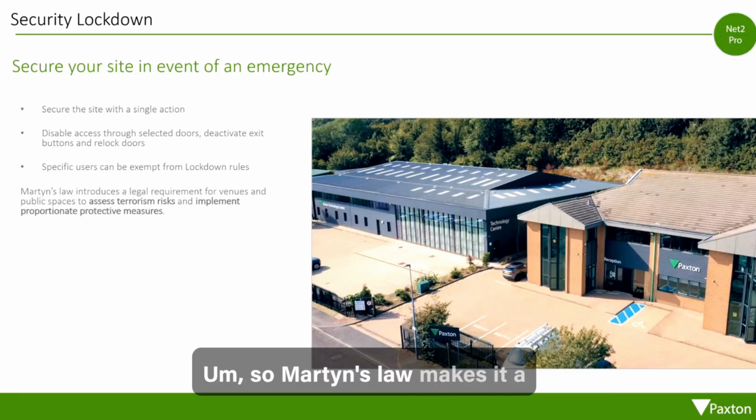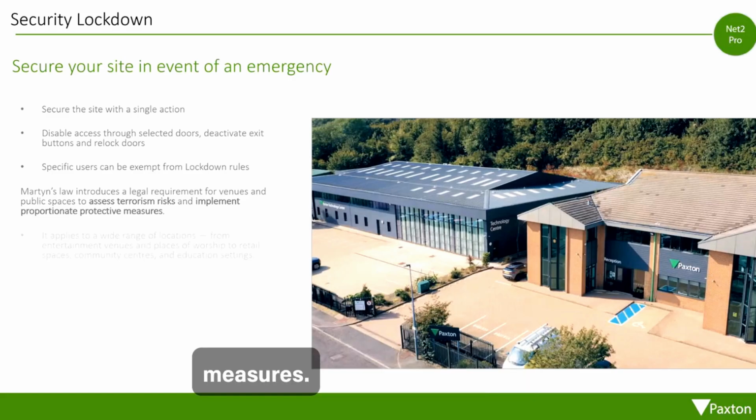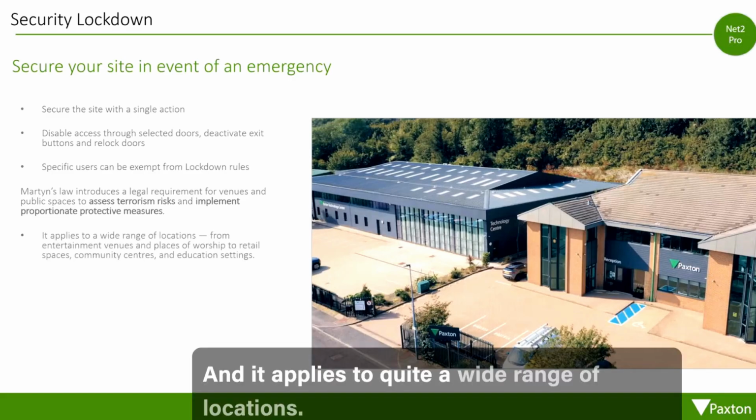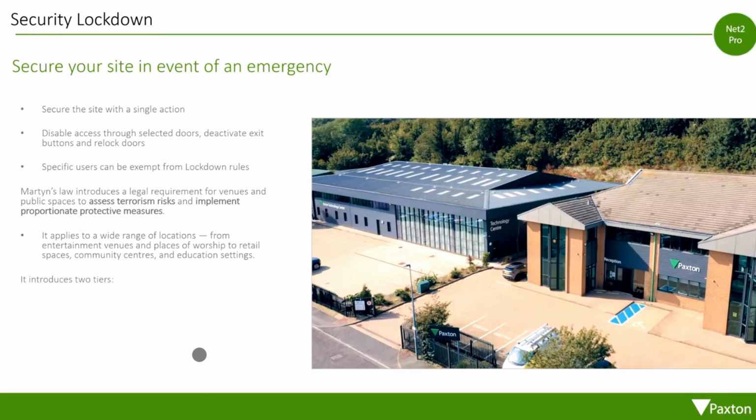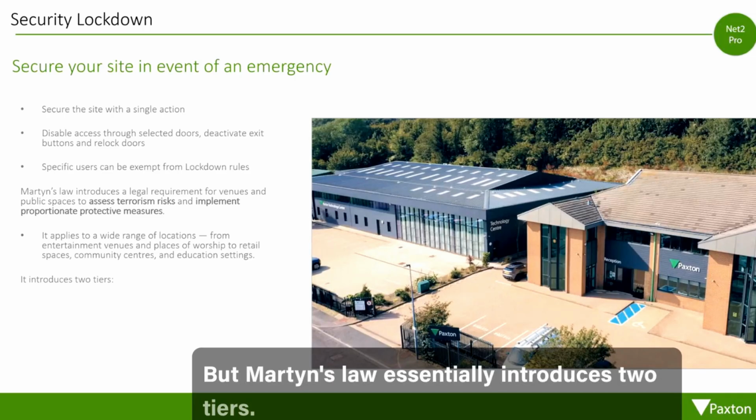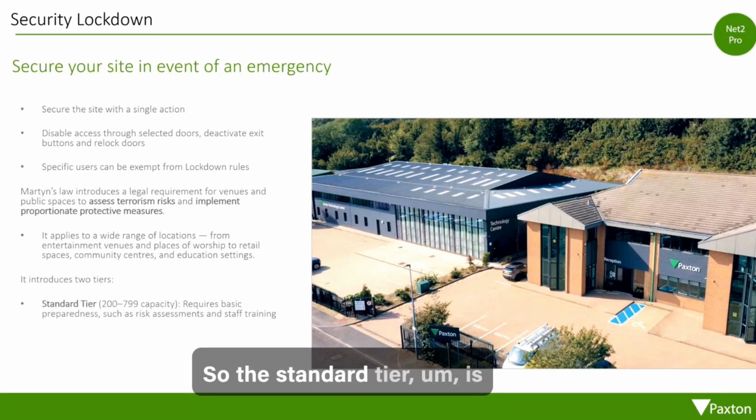Martyn's Law makes it a legal requirement for venues and public spaces to assess risks and implement protective measures. It applies to quite a wide range of locations. It could be entertainment venues, places of worship, retail, community centres, schools, which again have had to embrace this for some time now. But Martyn's Law essentially introduces two tiers. The standard tier is buildings with a capacity of 2 to 799.